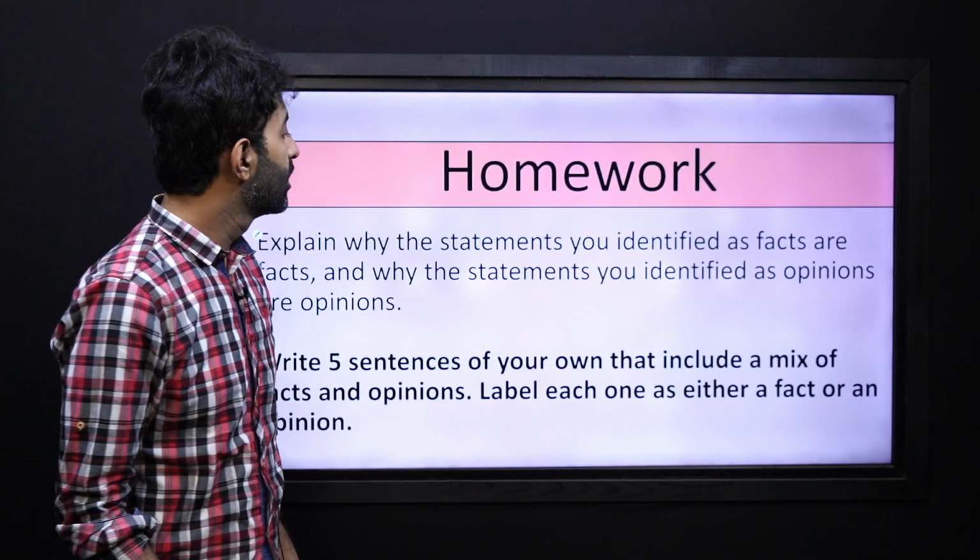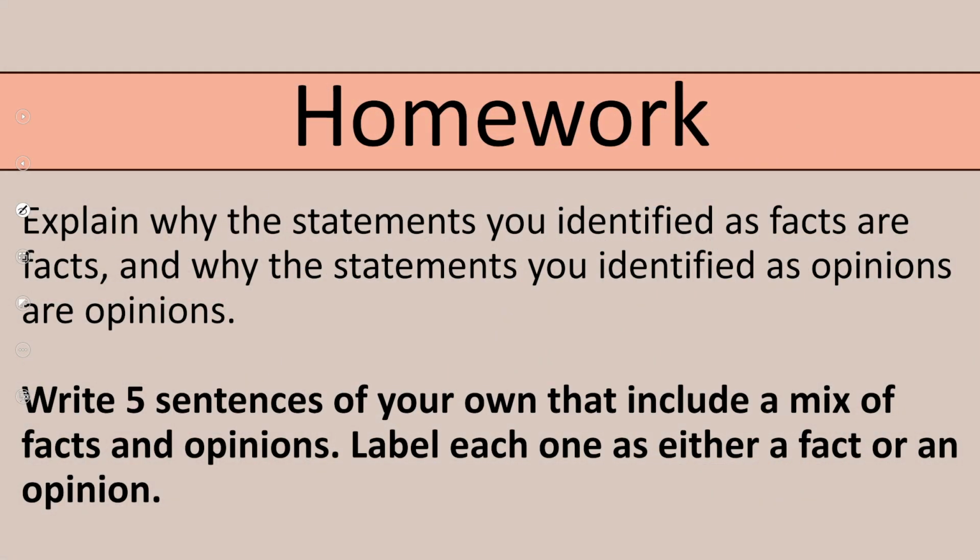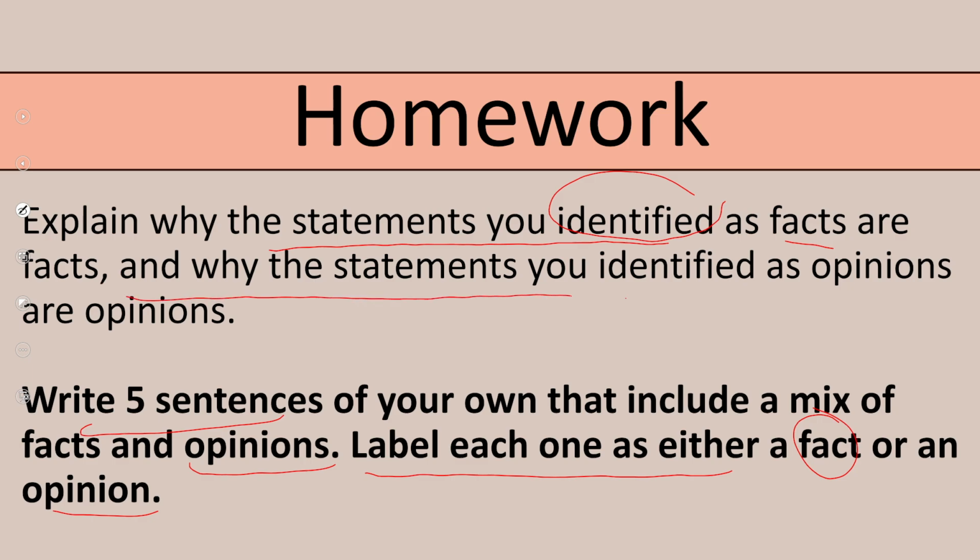For your homework, you have to write 5 sentences of your own that include a mix of facts and opinions. Write some facts, then some opinions, and so on. Label each one as either a fact or an opinion. And then you need to explain with your writing that why the statements you identified as facts are facts and why the statements you identified as opinions are opinions.